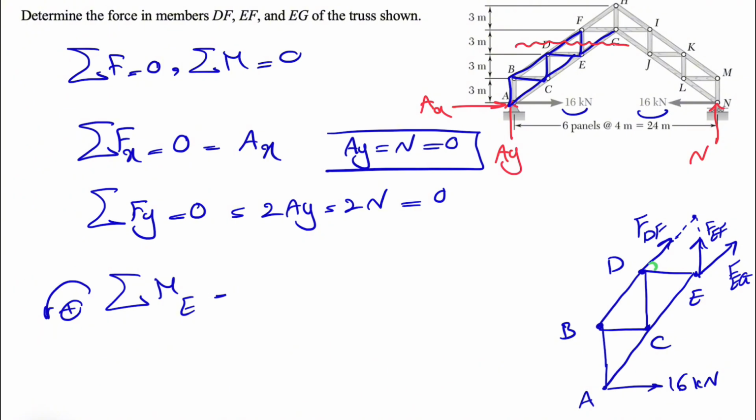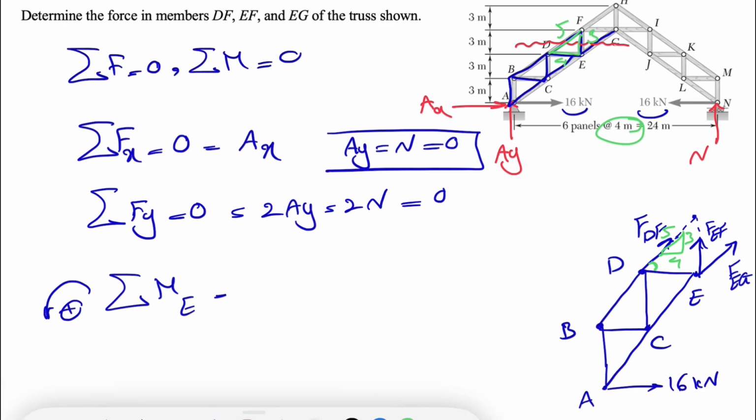If we look at it, we'll see that we have this right triangle where one side is 3 and the base is 4 panels, each 4, so this is 4. Based on the Pythagorean theorem we can find the hypotenuse, which is 5. So this here is a 3, 4, 5 triangle.